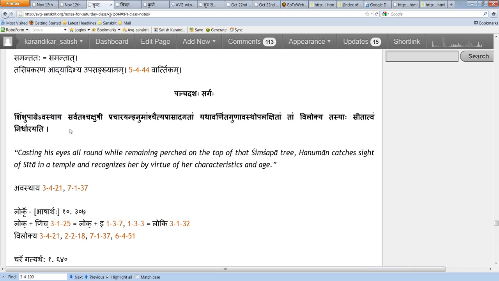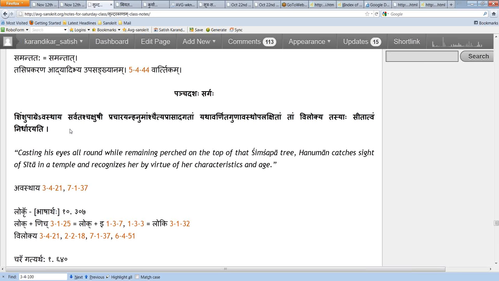Then Avasthaya is Avyayam. Having stationed, having positioned. Sarvataha is Avyayam, with the tas pratyaya. Sarvataha is from all sides, basically means on all sides. On all sides, everywhere, sarvataha.